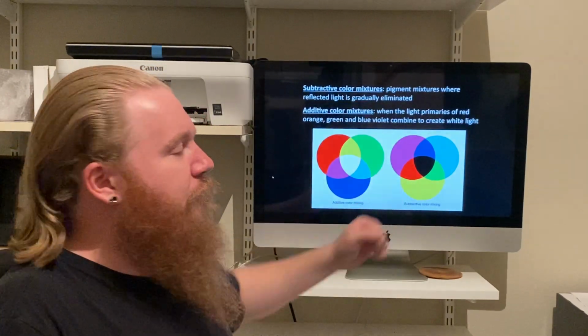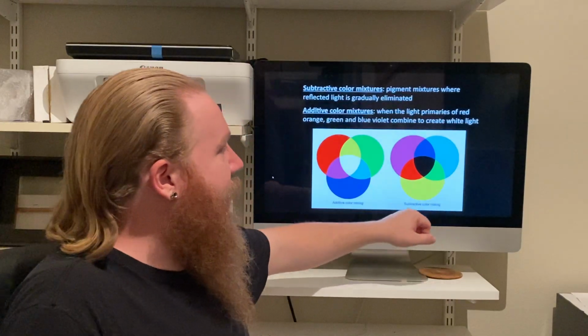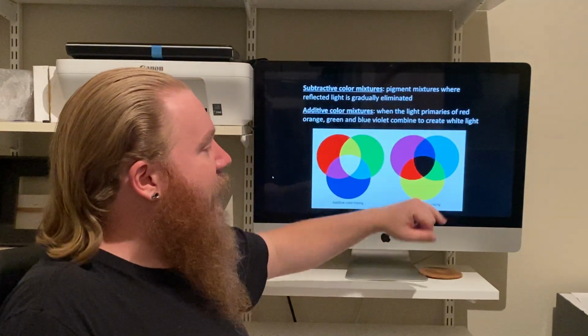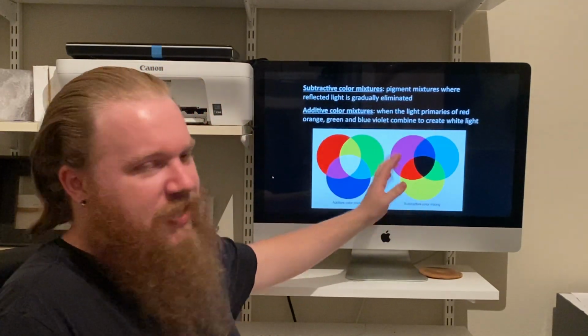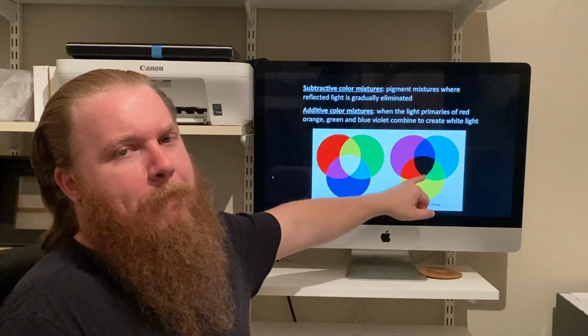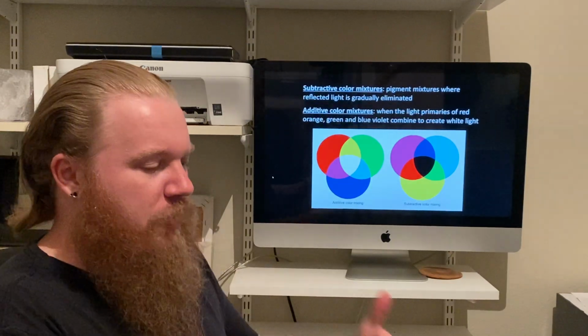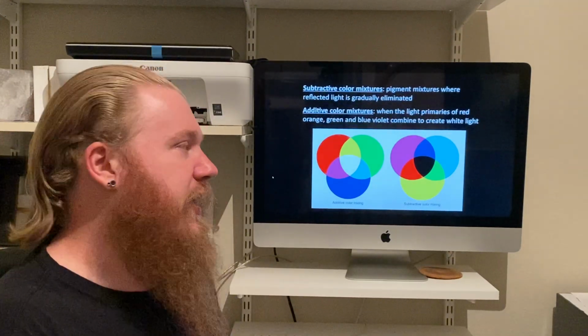So this would be like if we were to mix paint together. If we mix yellow and blue, we get green. Blue and red, we get violet, et cetera, et cetera. But if we mix all of those together, we'll end up getting black. So that would be a subtractive color mixture. So that would be like physically mixing paint together.